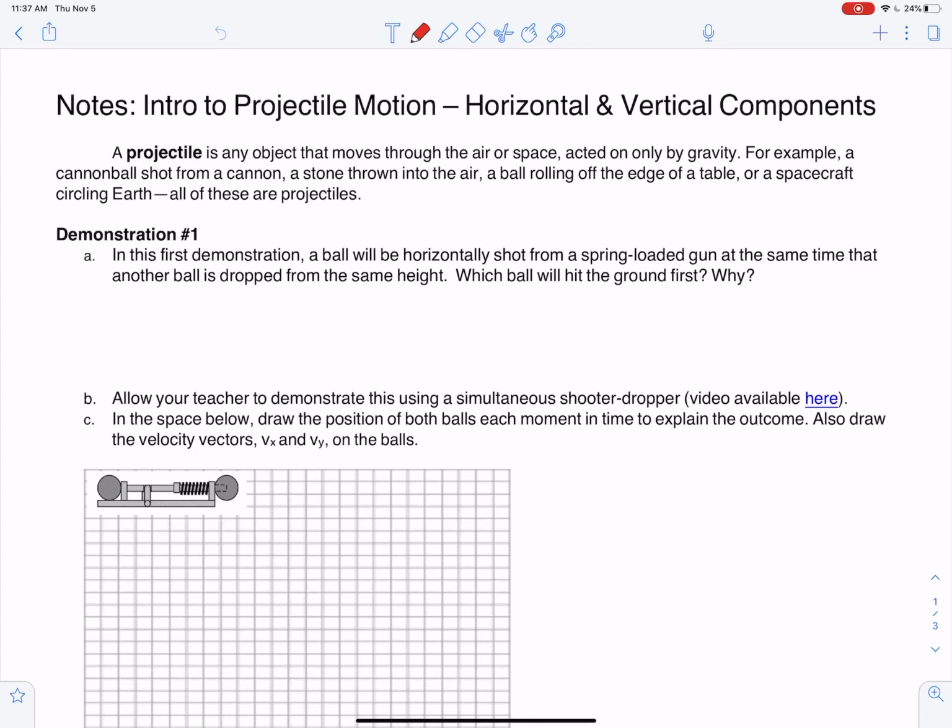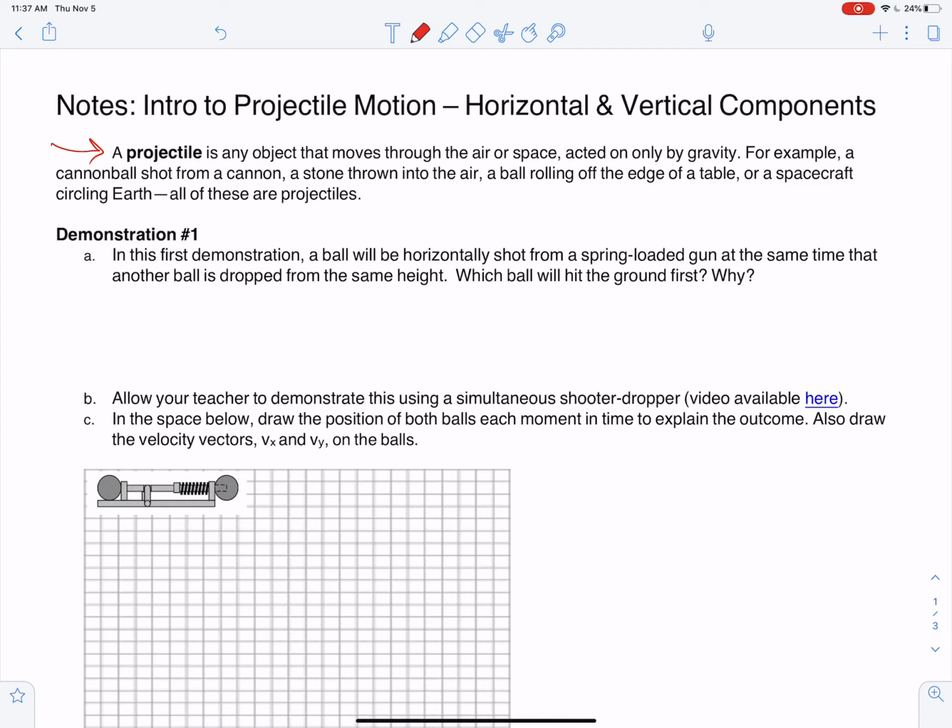This is my first lecture in a new series on projectile motion. Projectile motion is a particular kind of motion in physics where an object is moving through the air acted only on by gravity. So let's take a look at this introduction over here.